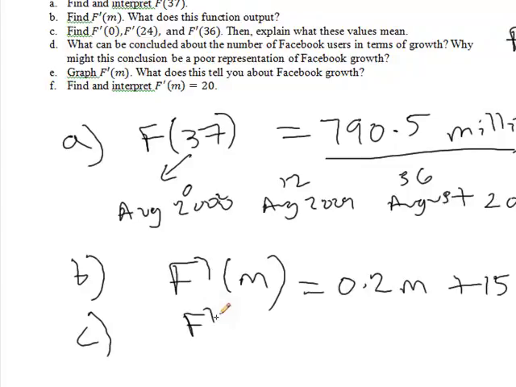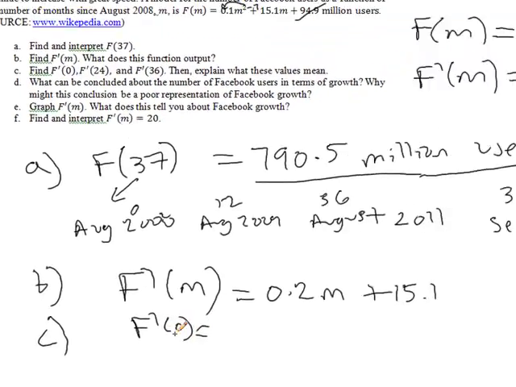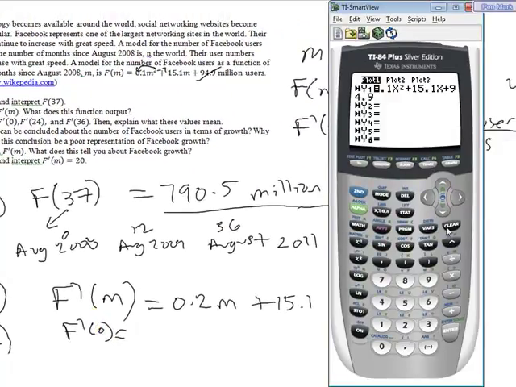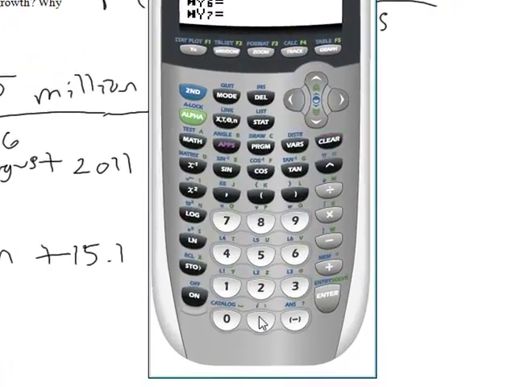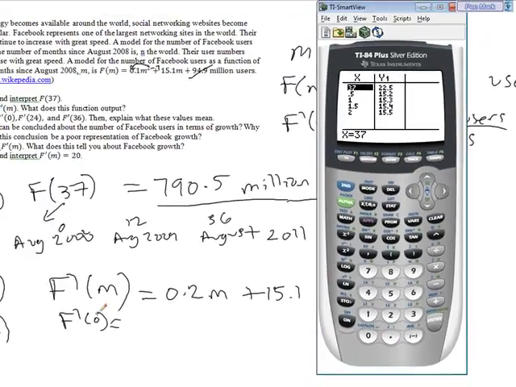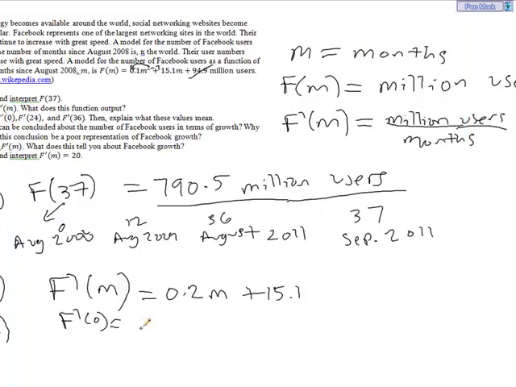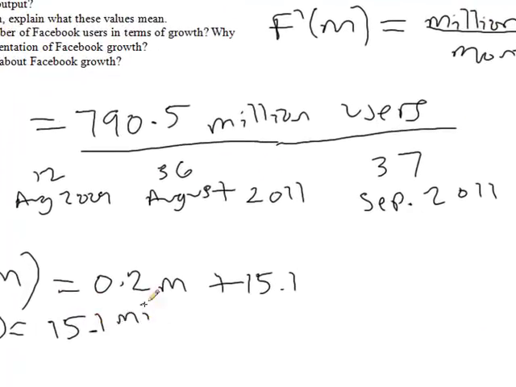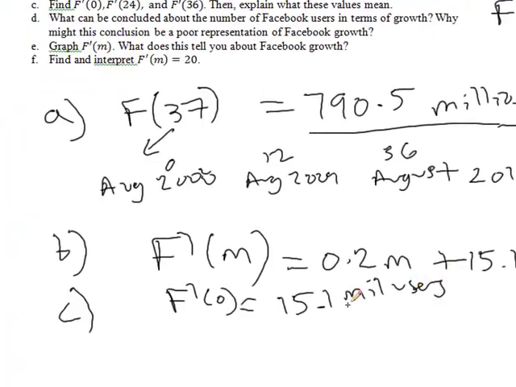In part C, we want to find a few different rates of change. So we'll find f prime of 0 first, and to make this convenient, I'll just go ahead and type in 0.2x plus 15.1 into my y equals, and then I will come over to my table, and now I can really quickly generate these. Just do 0, 24, and 36, and so those are the three slopes I'm going to want to find. So 0 gives me an output of 15.1, and now this is the derivative, so its output is in millions of users per month.